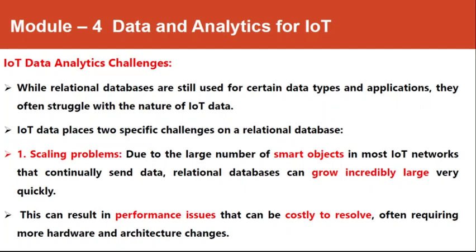IoT data places two specific challenges on traditional relational databases. One is the scaling problem. Due to the large number of smart objects in most IoT networks that continually send data, relational databases can grow incredibly large and very quickly. So the database size may grow very large in a short duration of time. That is, it can grow very huge very quickly.